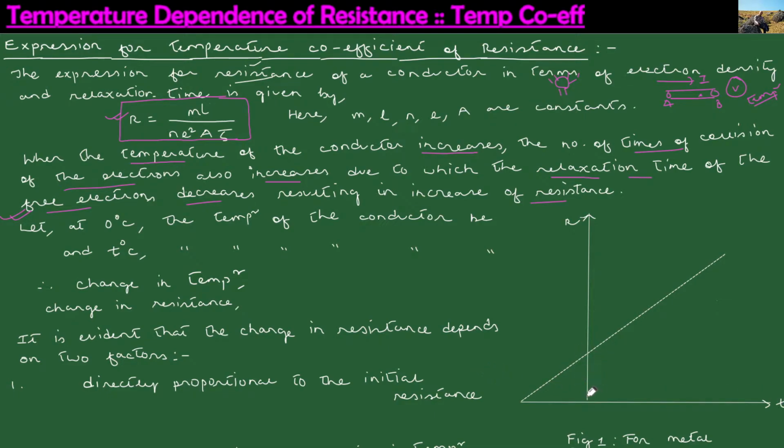Now suppose at a temperature of 0 degrees centigrade, the resistance of such a conductor be R0, which means that even if the temperature of the conductor is 0 or at room temperature, still there will be resistance.